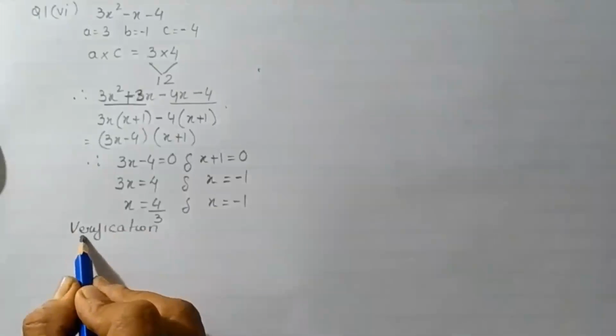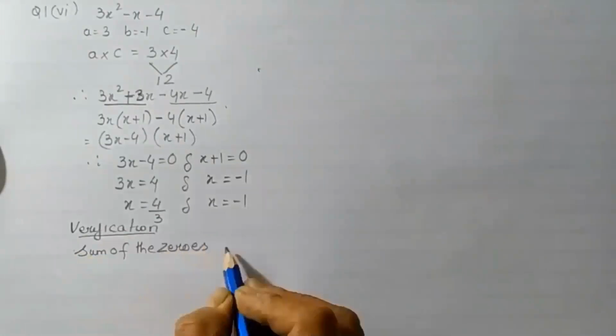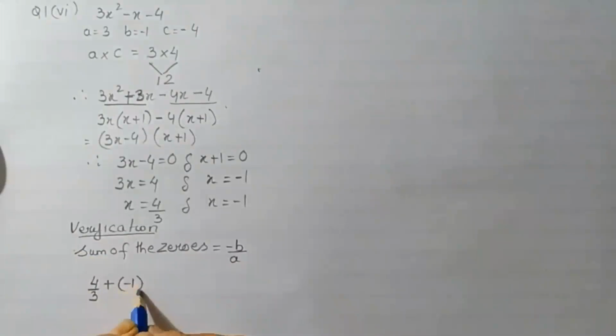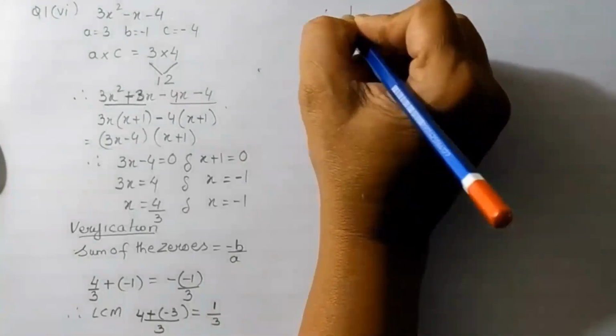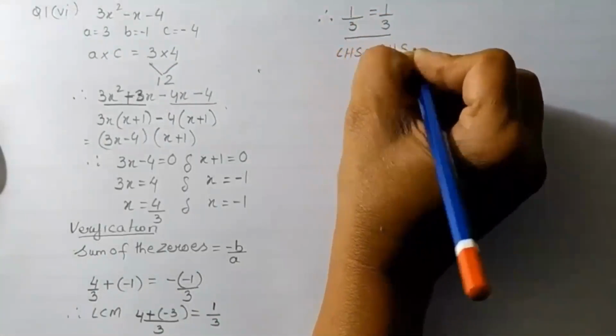Verification. Sum of the zeros is equal to minus b upon a, and the sum of zeros is 4 upon 3 plus minus 1, which is equal to minus b upon a, that is minus minus 1 upon 3. Therefore, LCM is 3, so we'll get 4 minus 3 upon 3 is equal to minus minus 1 upon 3, which is plus 1 upon 3. 4 minus 3 is 1 upon 3 is equal to 1 upon 3. So LHS is equal to right hand side.